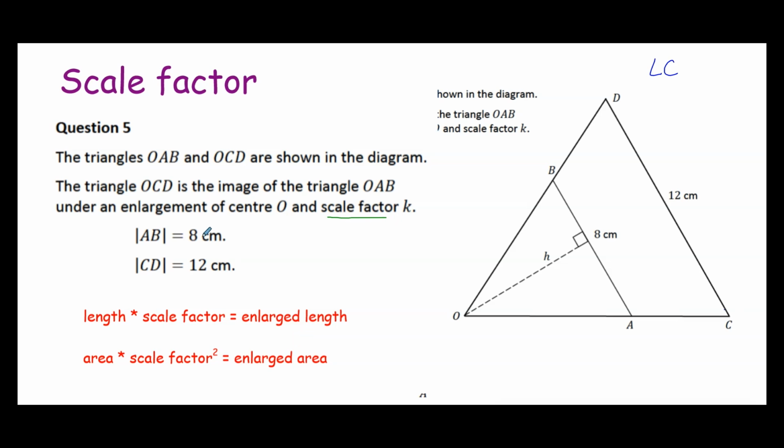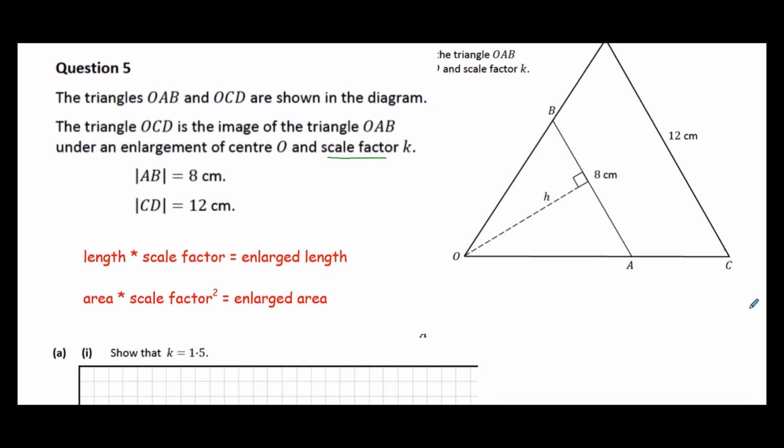And here, in this particular question, we are given a measurement of AB being 8 and CD being 12. So what do we need to do? First of all, we have to work out the scale factor. Since they gave me the length, that's the idea I'm going to use. The length that is not enlarged is 8, so 8 multiplied by scale factor K will equal the enlarged length, which is 12.